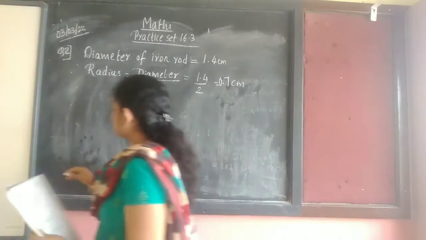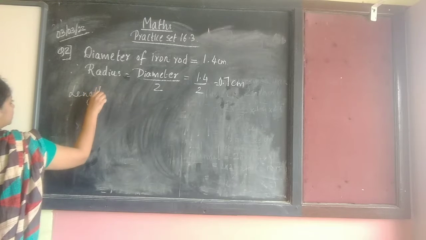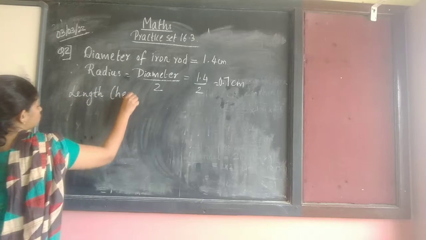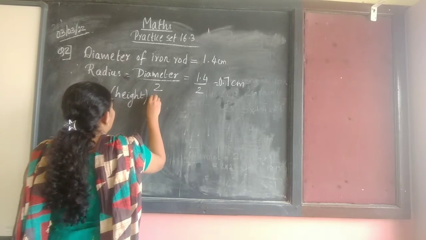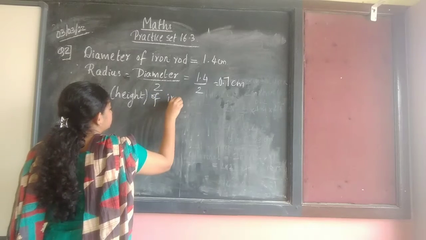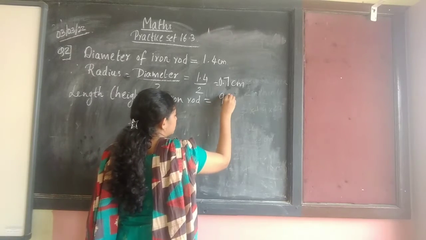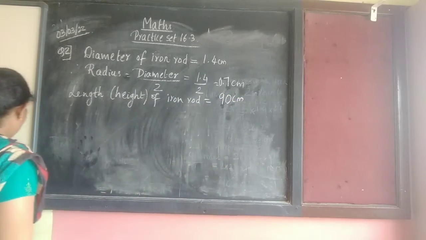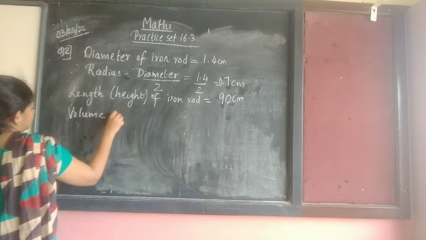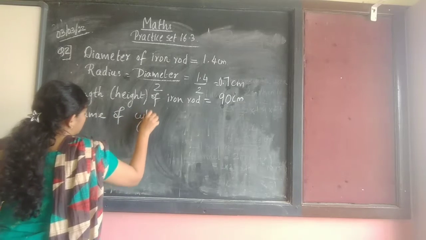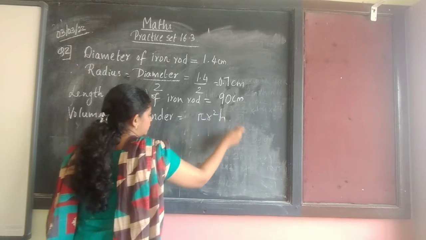Okay. Now, what else is given? Length is given. So length here is nothing but height. In the bracket just write height so that you will understand that height is nothing but length here. Length of the iron rod is how much? 90 centimeter. Volume of a cylinder is equal to pi r square h.